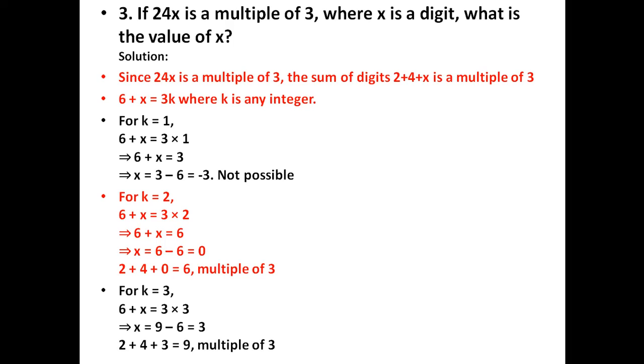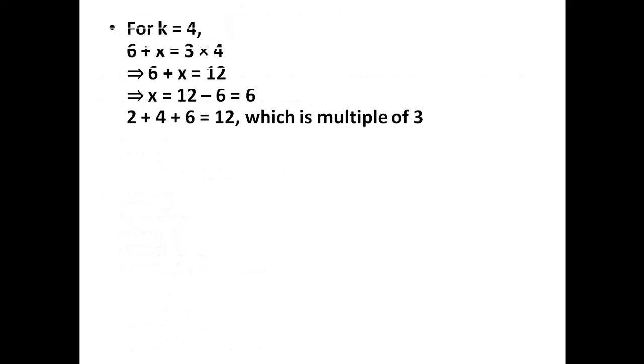Then k is equal to 3. In place of k we write 3, so 3 into 3 is 9. So x is equal to 9 minus 6, equal to 3. To confirm, we substitute and add the digits: 2 plus 4 plus 3 equals 9, which is a multiple of 3. One more we have to try.